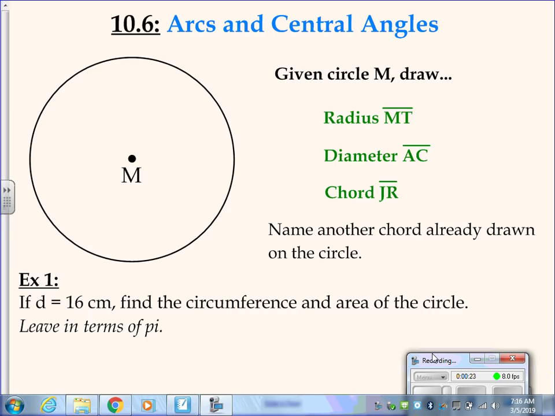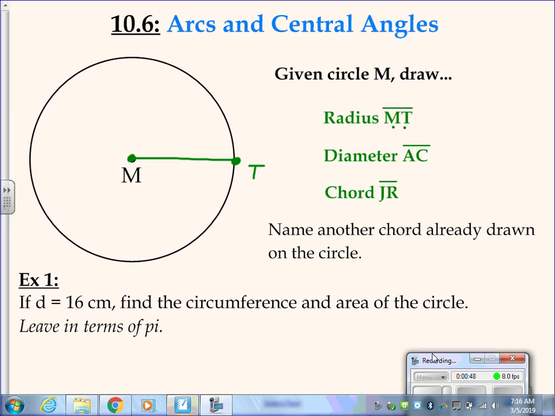Given circle M, we're going to draw the following parts of a circle. We're going to draw a radius called MT. A radius is a segment that starts at the center of the circle and extends to the edge of the circle. And since it's called MT, those are the two letters that we're going to use to name the radius. All right, next one is diameter AC.